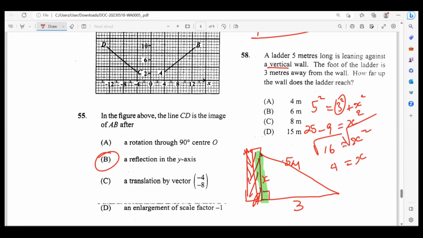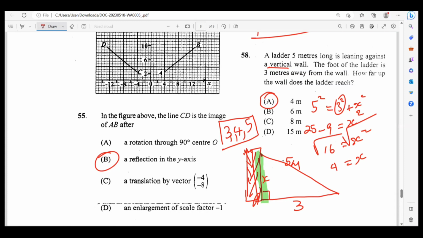Now, if you really know your math, there is a special right angle triangle that is a 3, 4, 5. So the moment the hypotenuse is 5, and I get any one of these sides, I automatically don't have to work it. So I never had to work this to get 4.